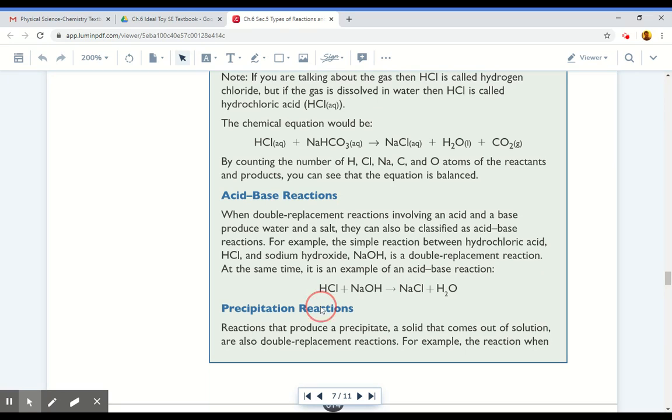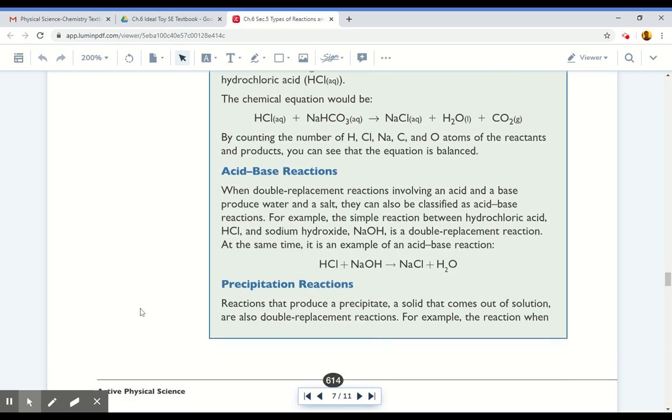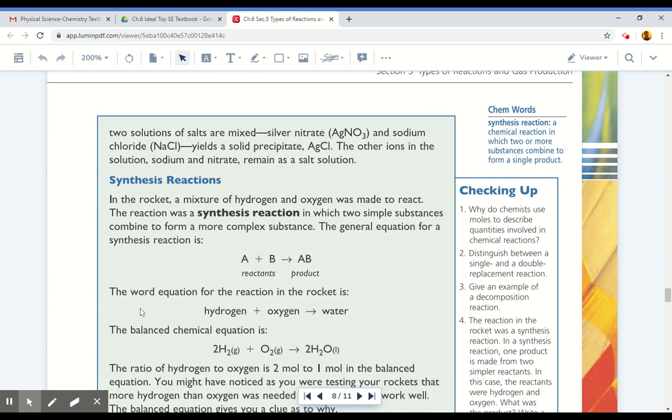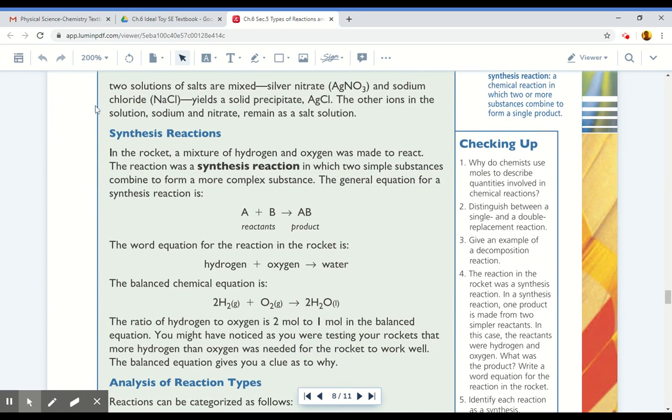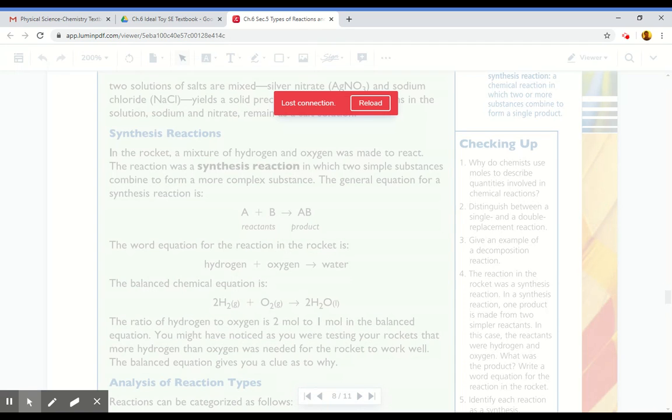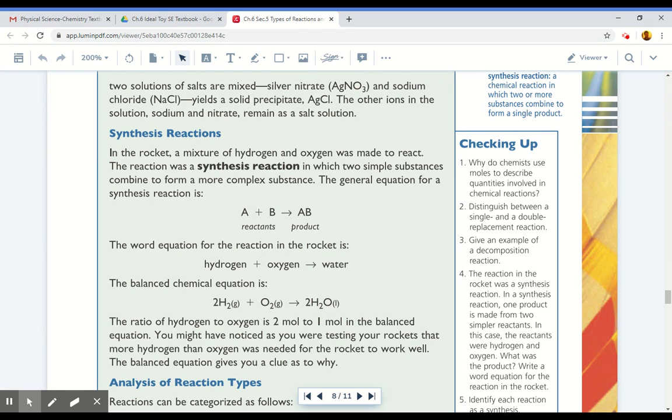Okay, precipitation reactions. Reactions that produce a precipitate, a solid that comes out of a solution, are also double replacement reactions. For example, the reaction when two solutions of salts are mixed, silver nitrate and sodium chloride, yields a solid precipitate. Okay, so silver chloride. The other ions in the solution, sodium and nitrate, remain as a salt solution.